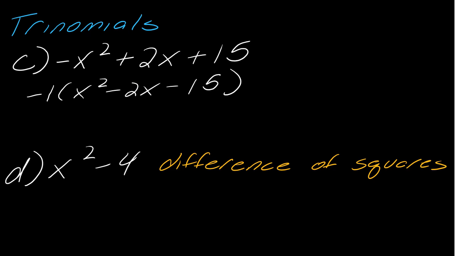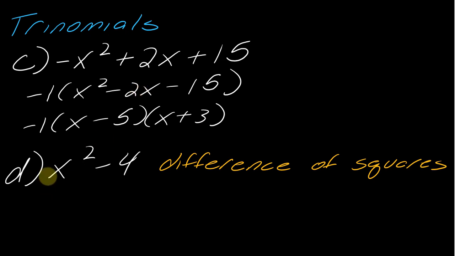And this, how will that factor? You might even want to pause the video just to figure that out. So this will factor as x minus 5 and x plus 3. So then I have negative 5x plus 3x, and there's my negative 2x, okay?